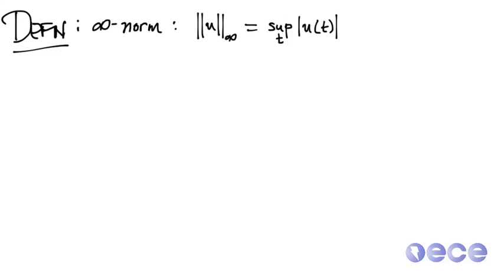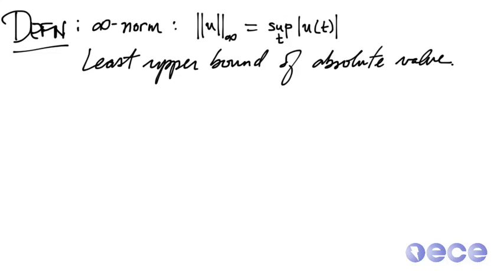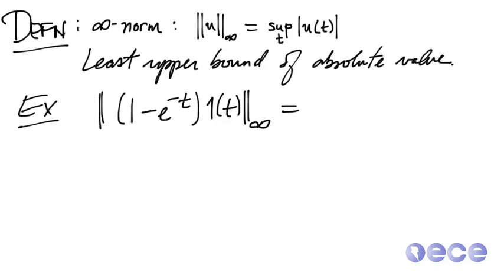So the infinity norm then is the supremum of all the individual signal values, the absolute value of u of t. So now we take this signal, we take its absolute value, and then we try to find the smallest value that's greater than or equal to the values that we see here. So this is the least upper bound of the absolute value. So for 1 minus e to the minus t, the infinity norm is equal to 1.